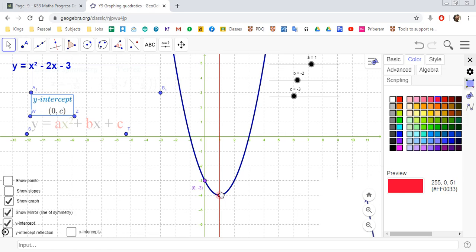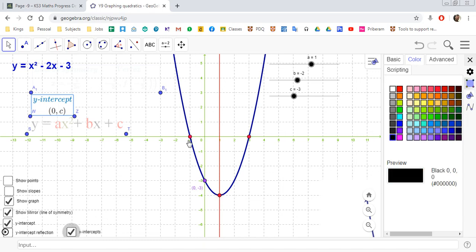But in this class we're going to talk about the x-intercepts. The x-intercepts, okay, are the points where the parabola crosses the x-axis. So here it is crossing at -1 and here it is crossing at 3, -1 and 3.